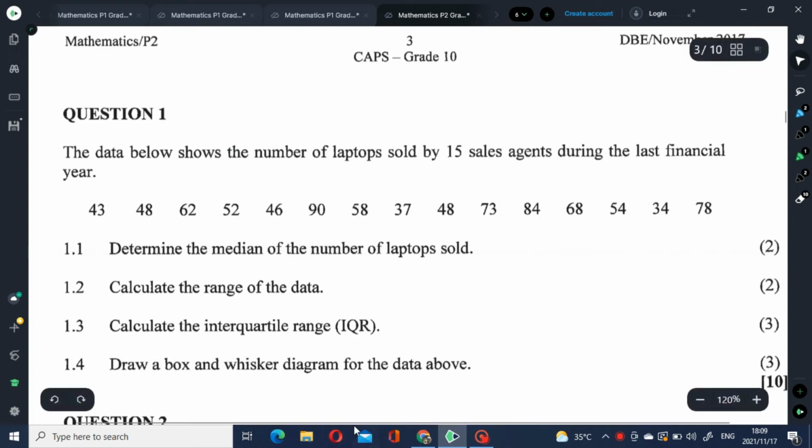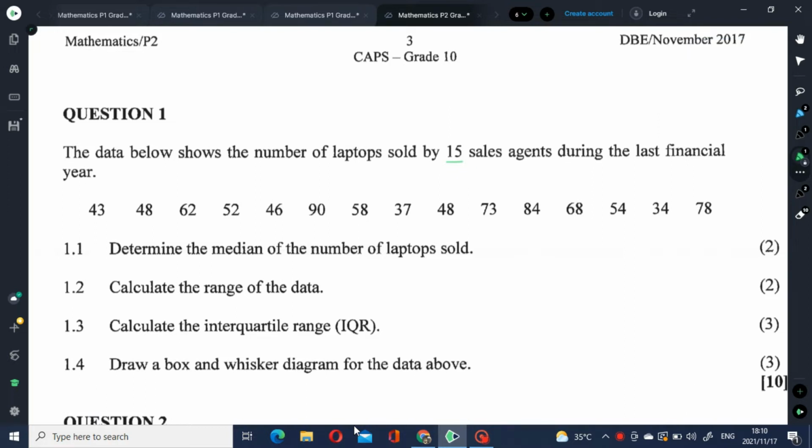Let's talk about measure of spread and measure of central tendency. Let's look at the following scenario. Question 1 says the data below shows the number of laptops sold by 15 sales agents during the financial year. So that's a critical piece of information. The number of elements in the data set is 15. So let's have a look at 1.1.